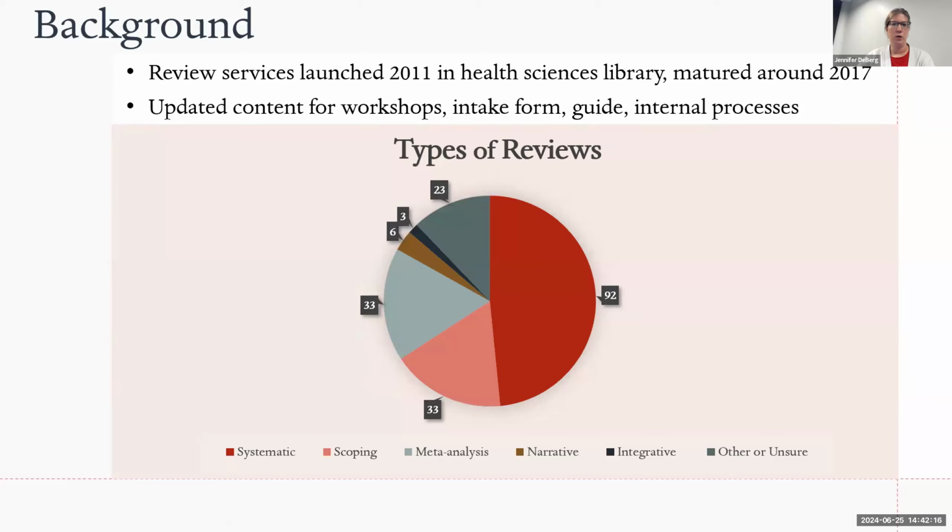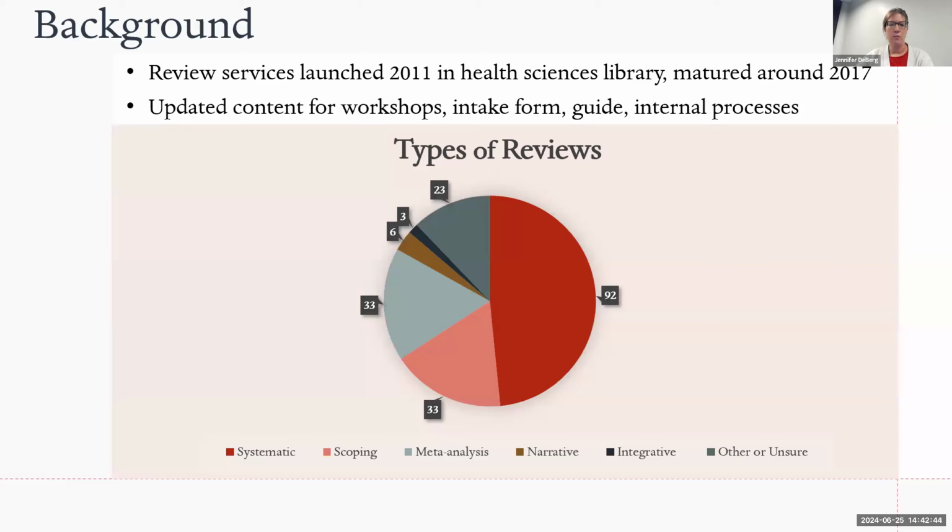I've been working with the Systematic Review Service at my library since 2011 when it launched. I would say that it matured around 2017. To me, that means we became more fully staffed, or as fully staffed as we can be, and we had taken a lot of time to work on the content for our workshops. We had revised our intake form and our systematic review guide, and tried to standardize our processes as much as we could.